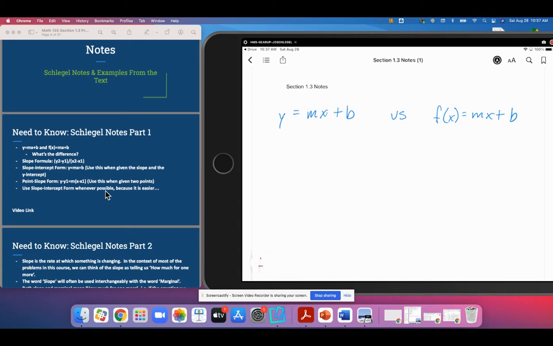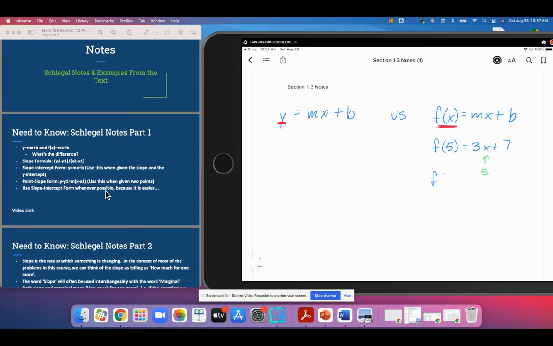It's just that for some reason, somewhere along the way, people decided that it would be a good idea to replace y with f of x. Again, we can use them interchangeably, and they are exactly the same. The only benefit to the f of x is that it tells us what value to put in for x. So, for instance, if we have f of 5 equals 3x plus 7, that would tell us that we need to be putting a 5 in for the x.